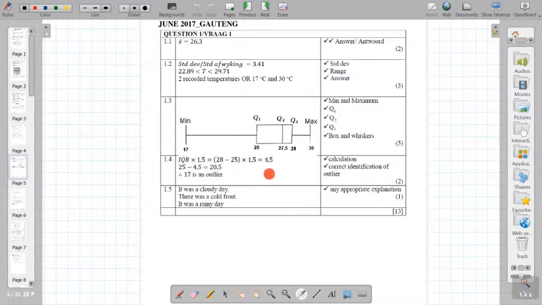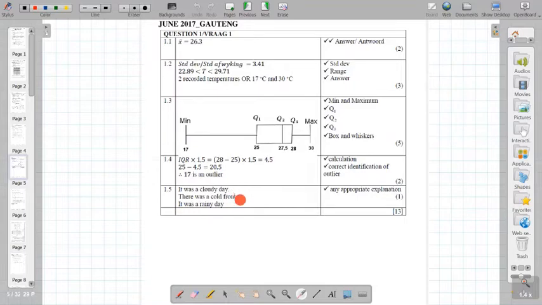To find any possible outlier, actually 17 is the lowest. That's why from Q1, if you subtract 1.5 of IQR, the interquartile range is 3. 1.5 of 3 is 4.5. So when you subtract 4.5 from Q1, it gives 20.5. So any temperature below 20.5 in such a case will be an outlier. Okay.